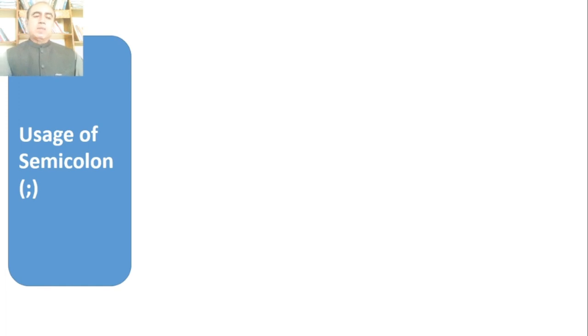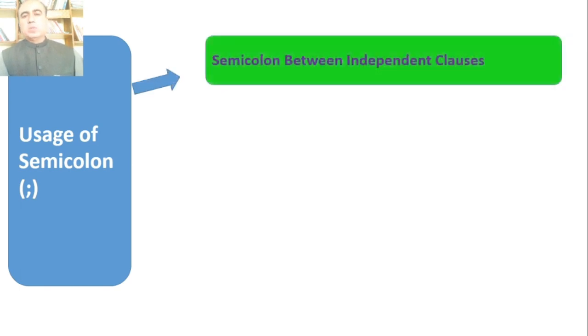The symbol of semicolon is a dot and a comma below. This is the symbol of semicolon. So there are four various common usages of semicolon in English structure. We will be talking about them one by one. Let us see what are those four cases of usage of semicolon.